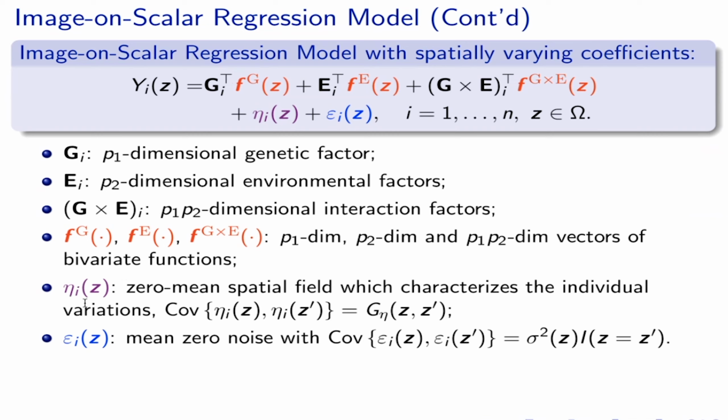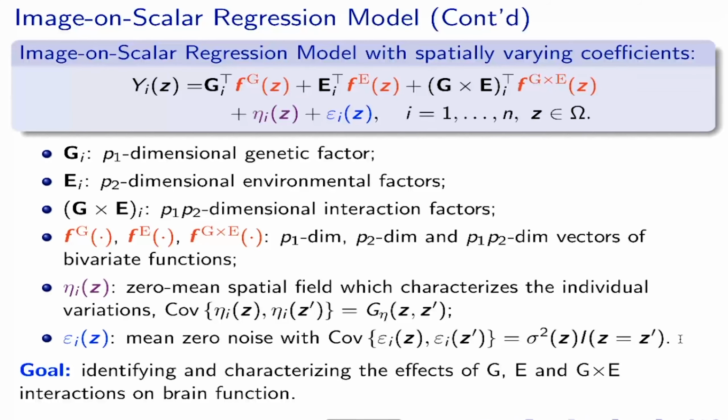If we look at the variance-covariance structure for eta, it has both diagonal and off-diagonal non-zero elements. And epsilon is just random noise that only has diagonal non-zero entries. Our goal is to identify and characterize the effect of the G, E, and G by E interactions on brain function. So am I making myself clear now?